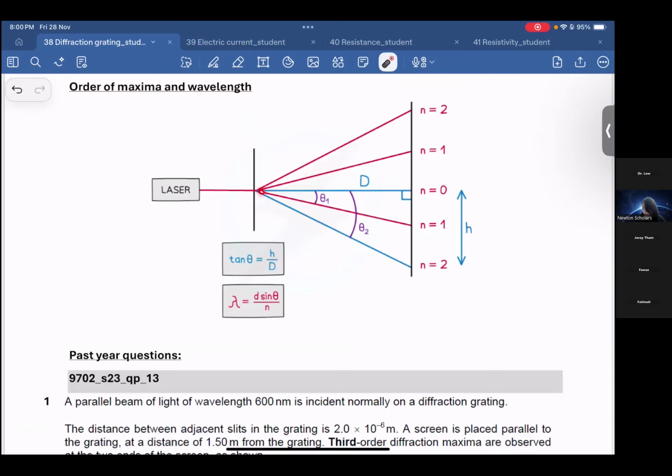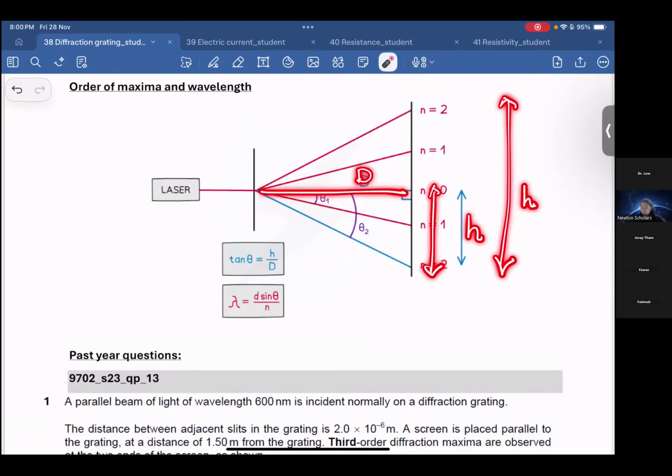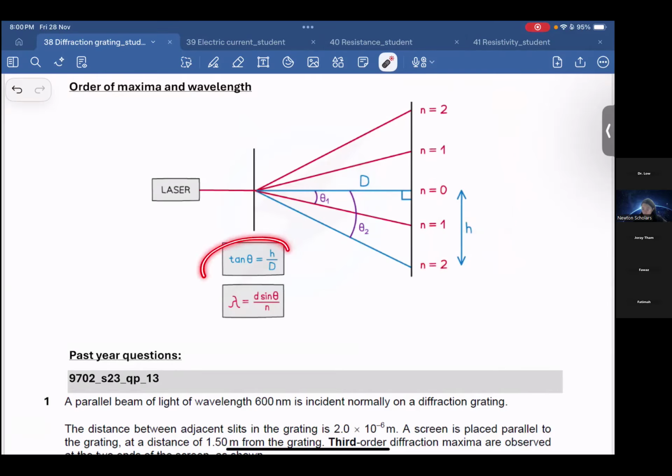Don't. Okay, so here, can you see that they provided the D? They're asking you to find H here, or maybe they're asking you to find the total H. It depends. So here, you're using tangent, opposite divided by adjacent. So you get the answer.